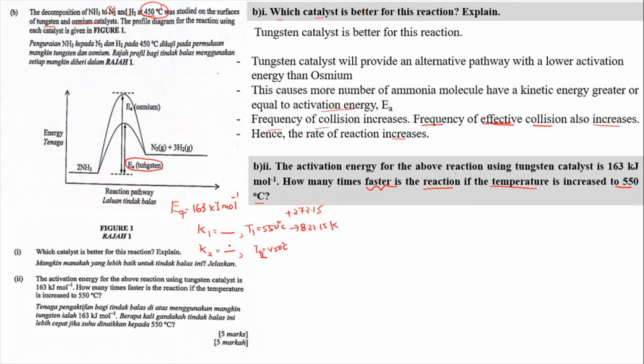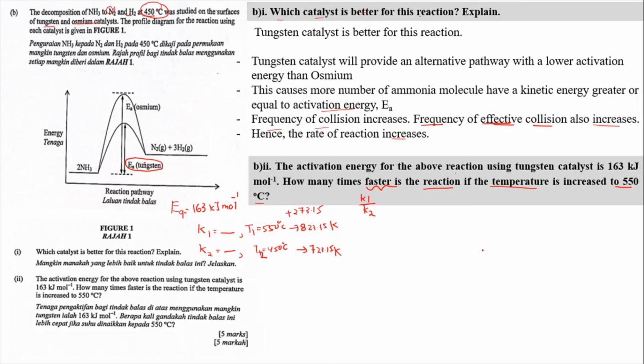Okay, we also don't know it. But our temperature still needs to be converted into Kelvin. So we're going to get 723.15. Okay, so the meaning of the question, which is how many times faster, is that we have to compare and find the ratio between K1 divided by K2. So when the temperature is raised to 823.15 Kelvin, how much faster is K1 compared to K2? So we need to find the ratio.